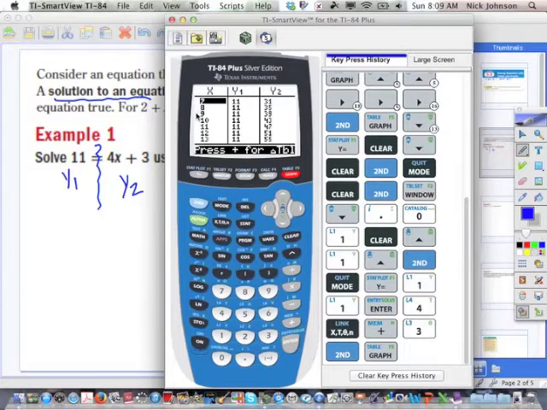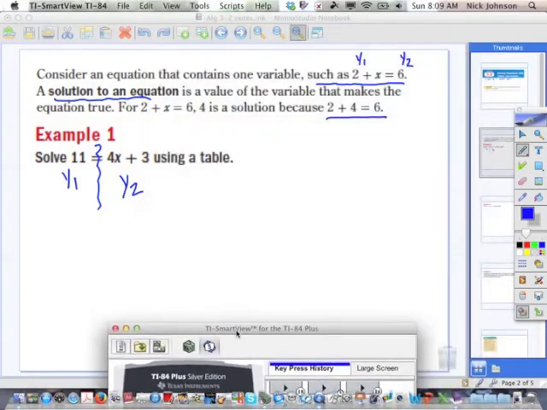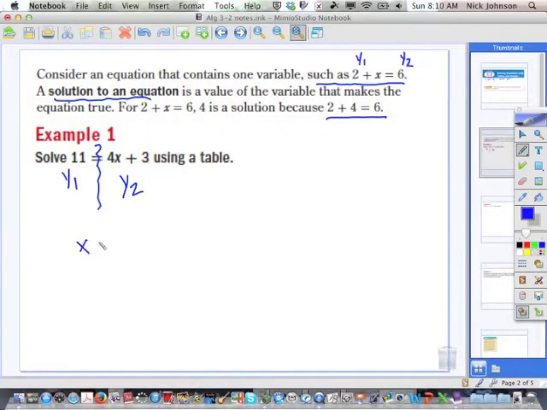And if you look here, when x is 7, y2 is 31. When x is 8, y2 is 35. So it starts to go up here, so I want to go back down. I'm just trying to match these two things up, 11 and 35, 11 and 31. When x is 2, y1 is 11, y2 is 11. So that's where they intersect, right here, when x equals 2. So my answer to example 1 is x equals 2.